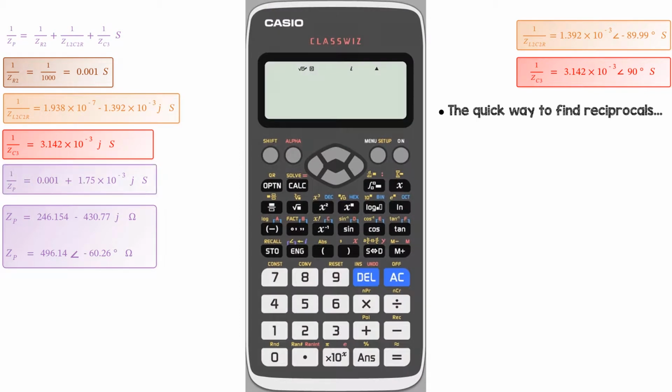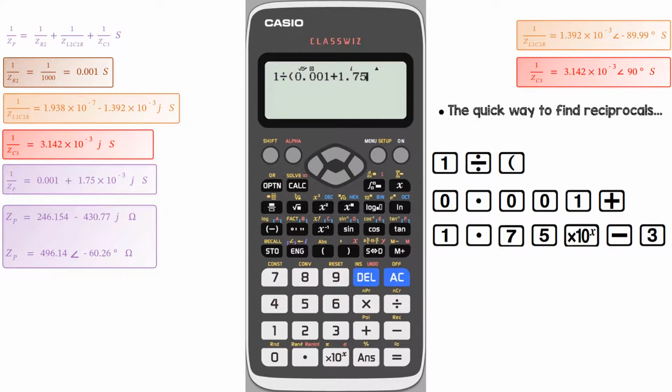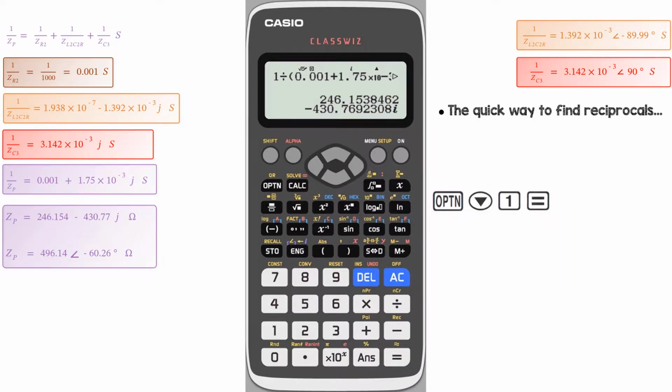This just shows you a quick way to find reciprocals using your calculator, which no doubt we will do because it's a lot quicker. Once you've got a rectangular reciprocal, just press Option down and 1 to change it into polar form, and there you go.